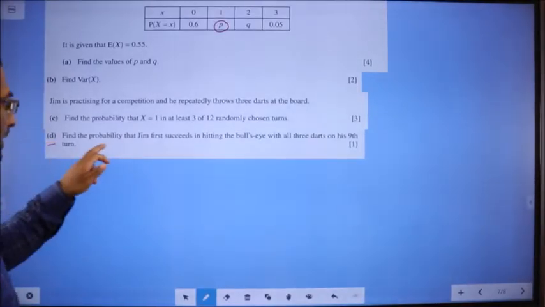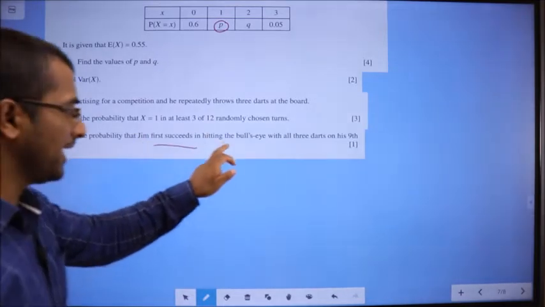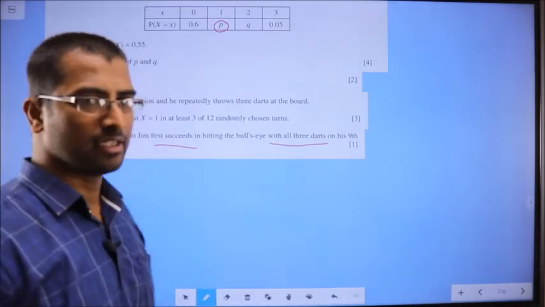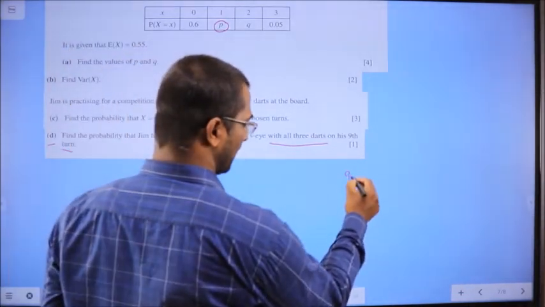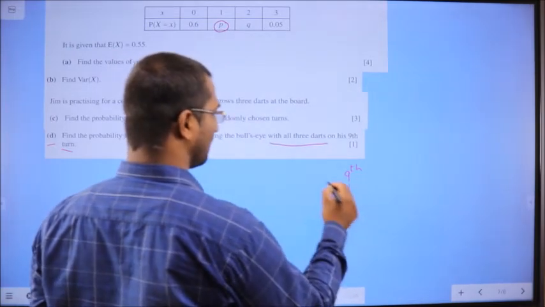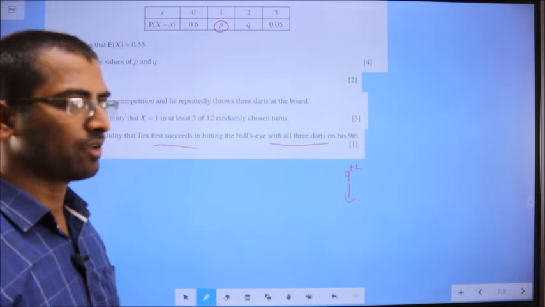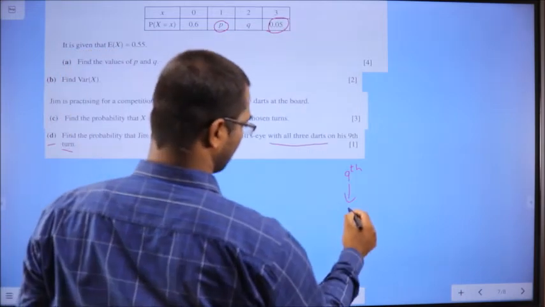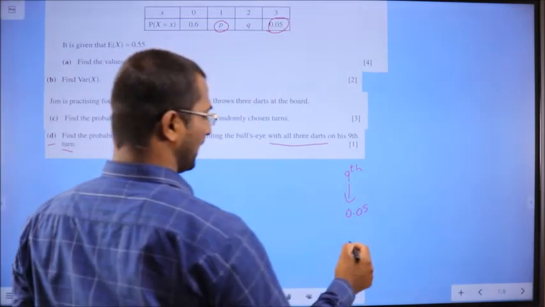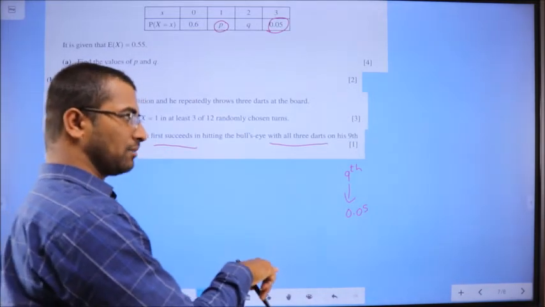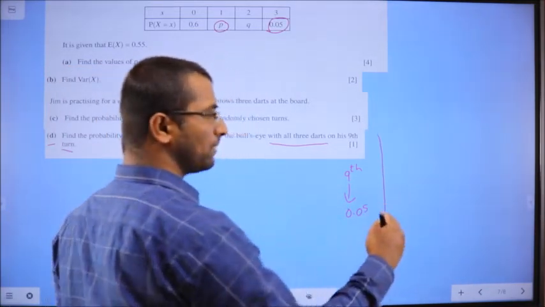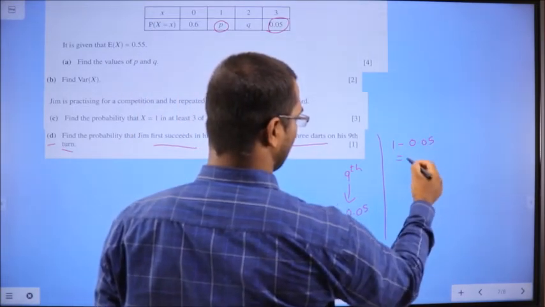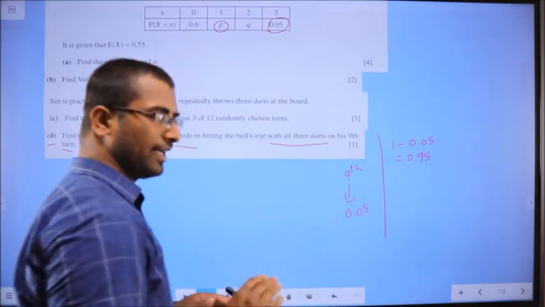D1. Find the probability that Jim first succeeds in hitting the bullseye with all 3 darts on his 9th turn. That means on the 9th turn he should hit with all the three darts. What is the probability of hitting with all the three darts? It is 0.05. If the probability of hitting with all the three darts is 0.05, then the probability of not hitting with all the three darts will be 1 minus 0.05, which is equal to 0.95. Clear? Why am I finding this?